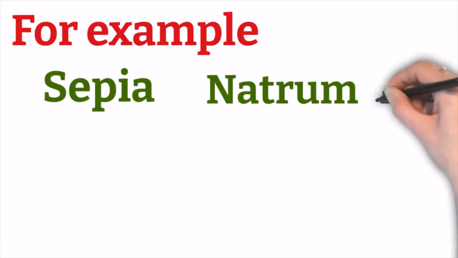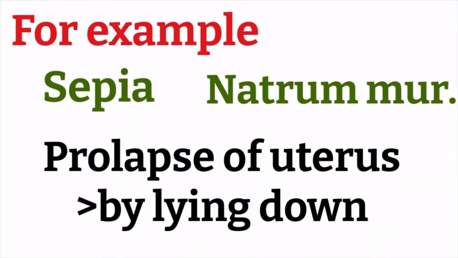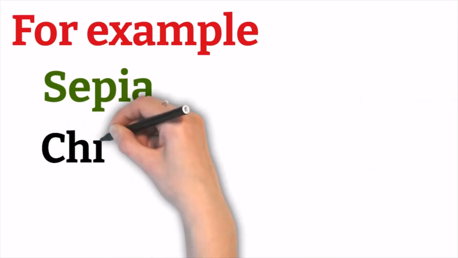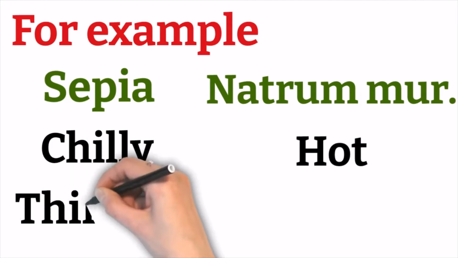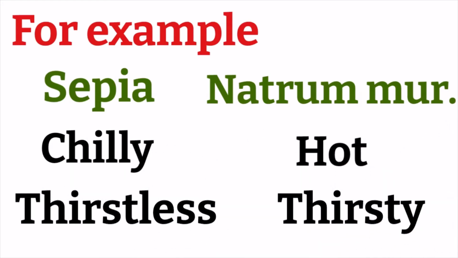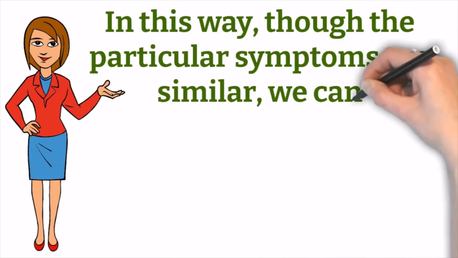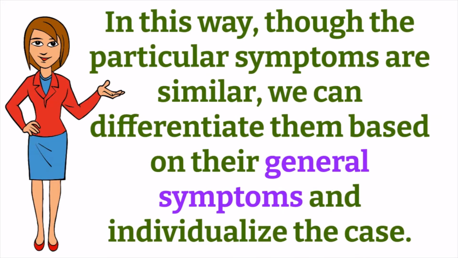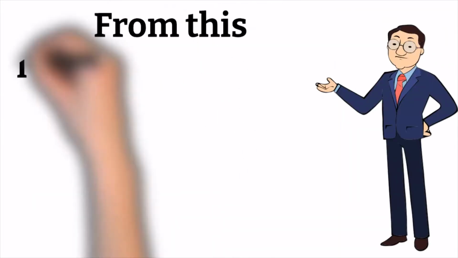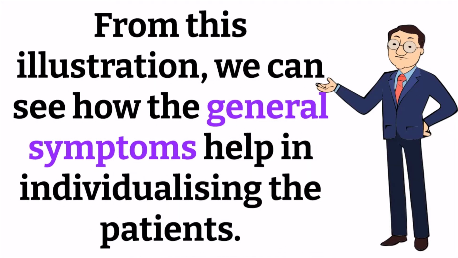So let's say, for example, both Sepia and Natrum mur have the symptom prolapse of uterus ameliorated by lying down. But while Sepia is chilly, Natrum mur is hot. Also, Sepia is thirstless, whereas Natrum mur is thirsty. In this way, though the particular symptoms are similar, we can differentiate them based on their general symptoms and individualize the case. From this illustration, we can see how the general symptoms help in individualizing the patients.